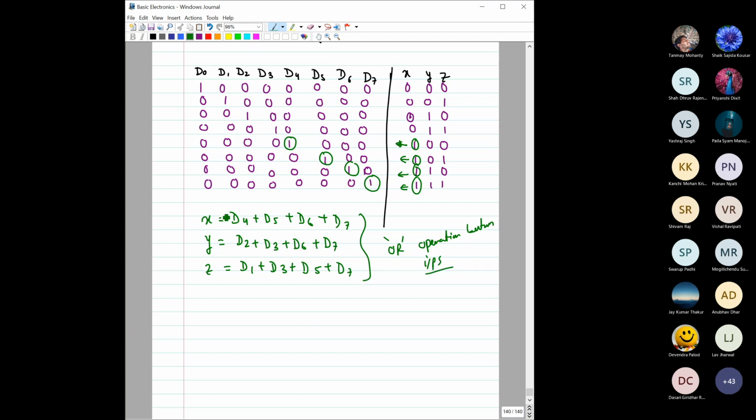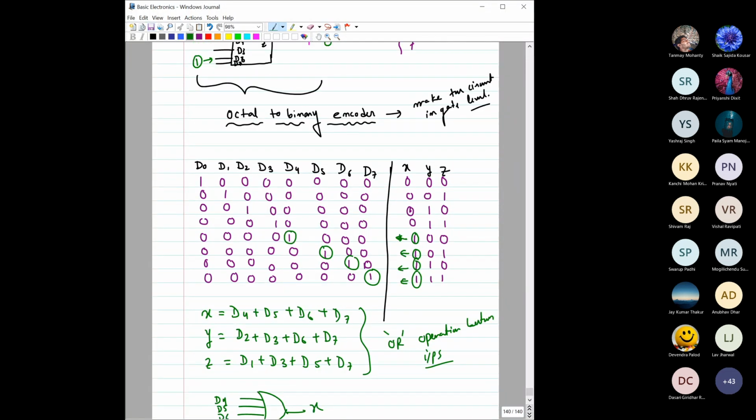So what we have to do to get X, let us say we are allowed to use 4-input OR gates. So it is D4, D5, D6, D7, and that will give you X. Similarly, you can do it for Y with four inputs, and you can make Z using four inputs, D1, D3, D5, D7. So it's pretty straightforward.